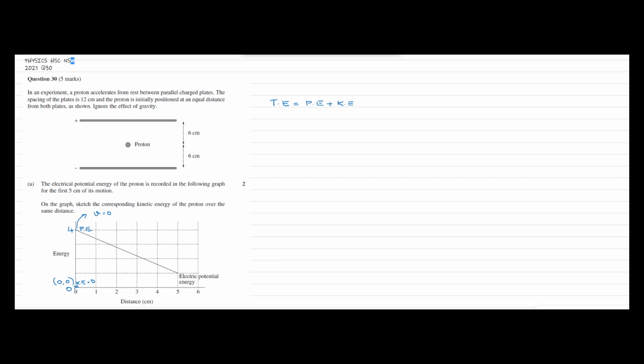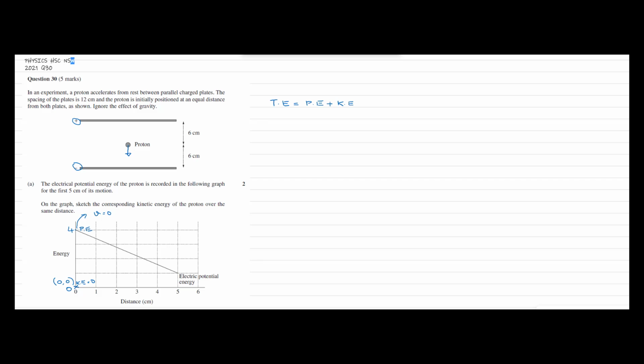And in terms of the motion of the object, since this plate is positively charged and this is negatively charged, the proton will definitely move in this direction with an initial velocity v of 0, which is shown here at origin O.